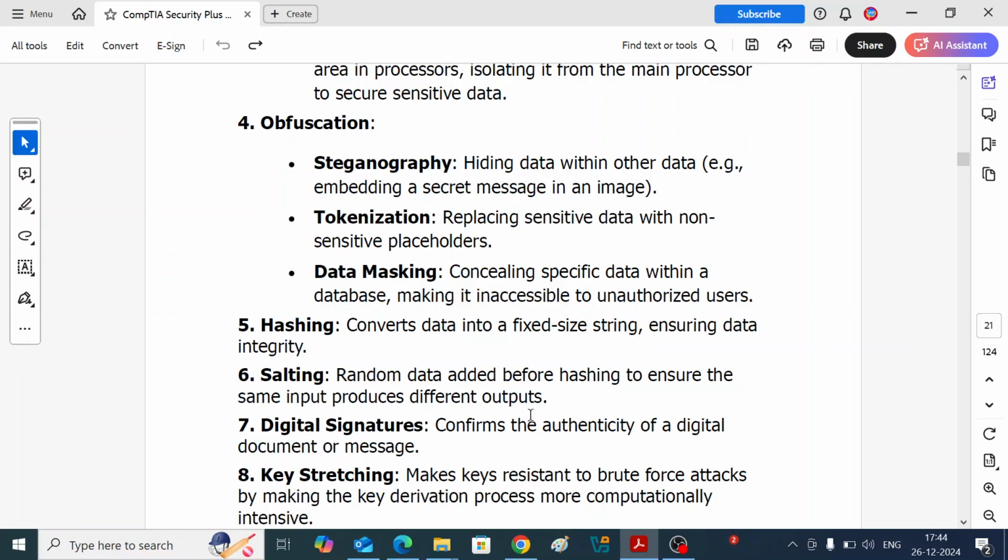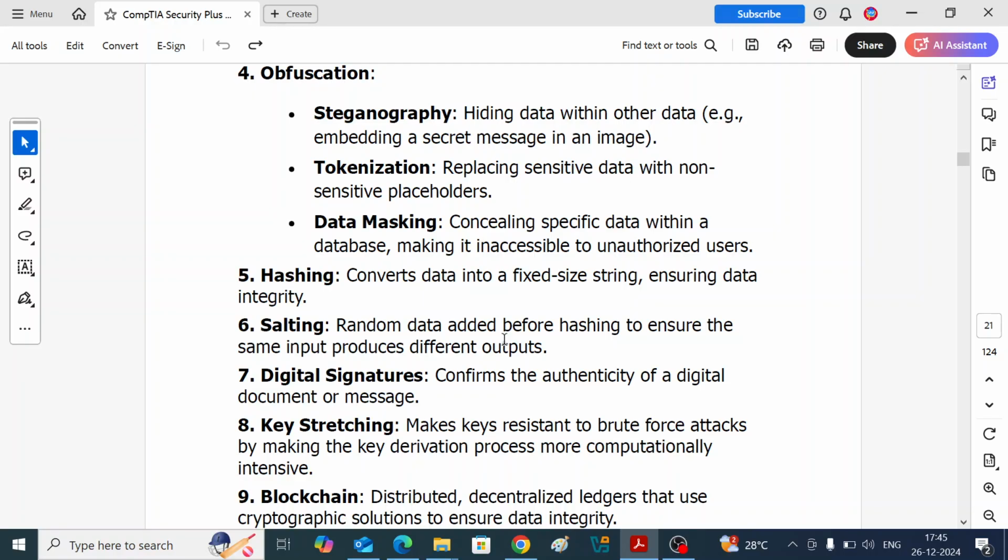It's pretty simple. Steganography, remember image. Tokenization, remember token: something is replaced by something non-sensitive. And data masking, you hide. You don't replace here, and you don't code any message in an image. You simply hide the data. I have a credit card number, it's 16 digits, and I end up hiding 11 of those. That's called data masking.